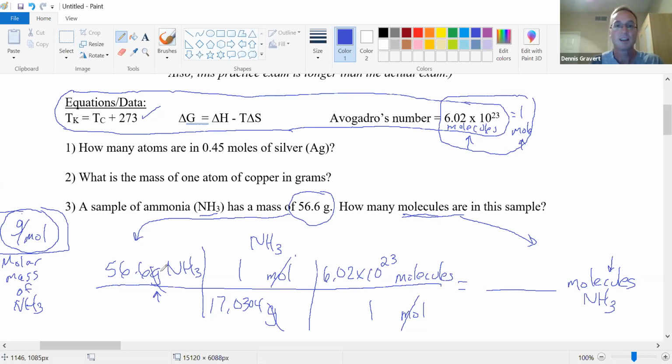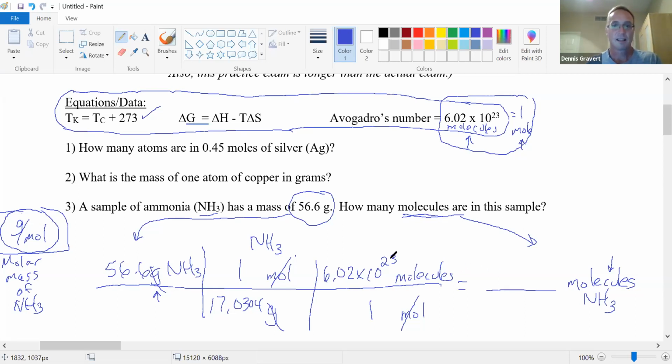So what do? You earned all the points by showing this work, except for one more point to go. I don't know, is this a 5-point question? You've earned 4 points by correctly setting up the problem, using and finding the correct conversion factors. Now you just have to do the math, and that's not chemistry, so it's only worth 1 point. What do? You multiply 56.6 times 1 times 6.02 times 10 to the 23rd, and you divide that by 17.0304.